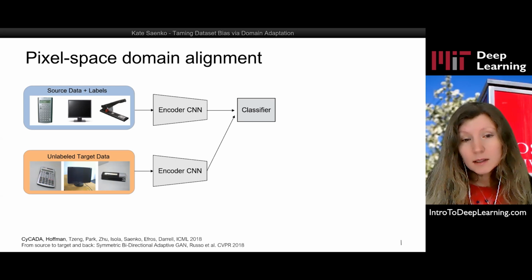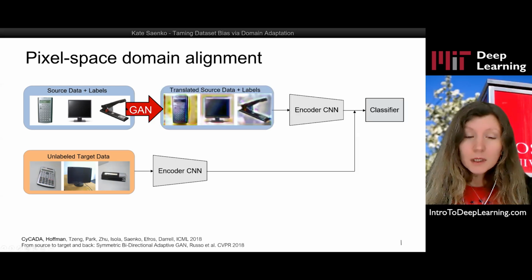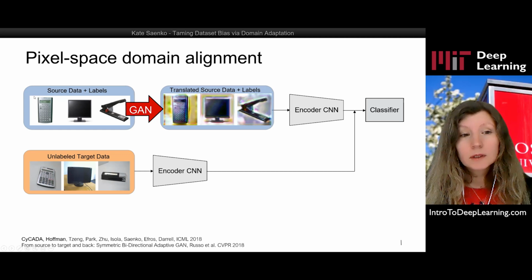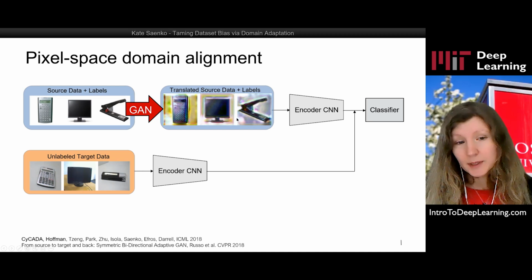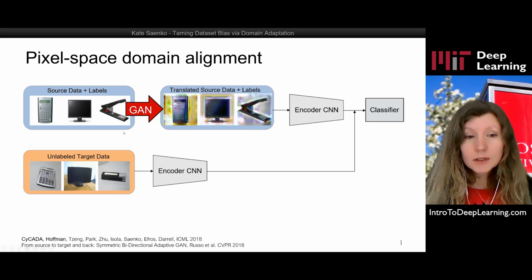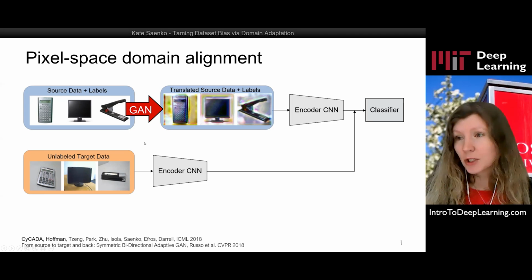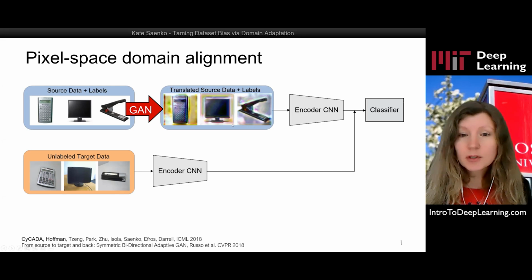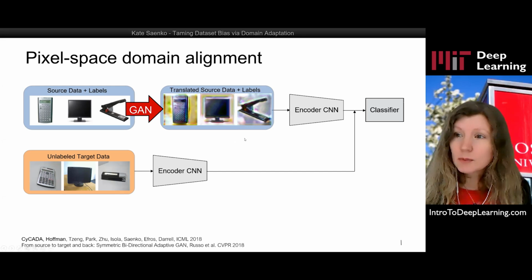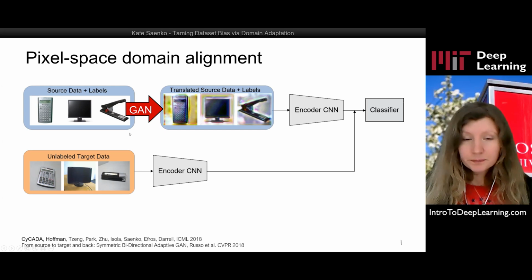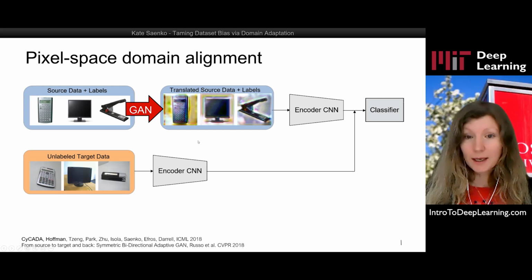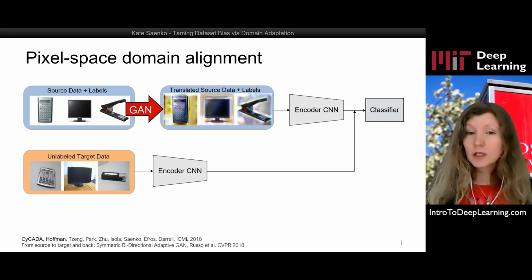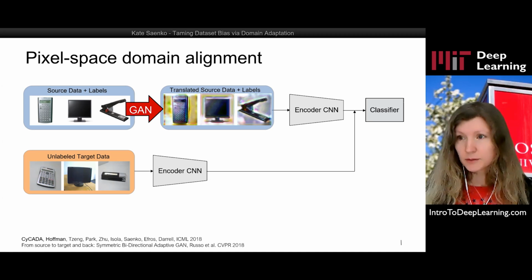So we can take this idea and apply it here and train a GAN that will take our source data and translate it in the image domain to make it look like it actually comes from the target domain, right? We can do this because we have unlabeled target data. There are a few approaches for this image-to-image translation. A famous one is called CycleGAN. Essentially, these are conditional GANs that use some kind of loss to align the two domains in the pixel space.